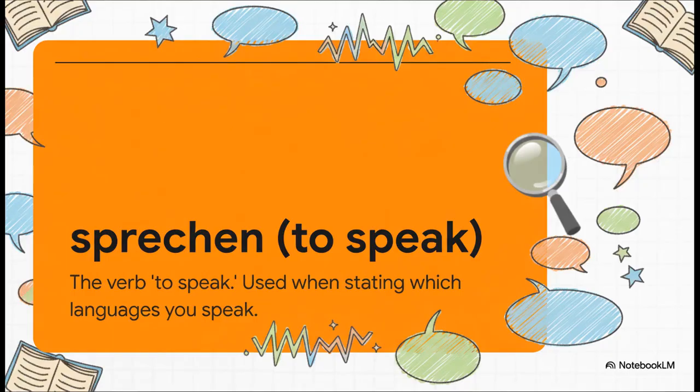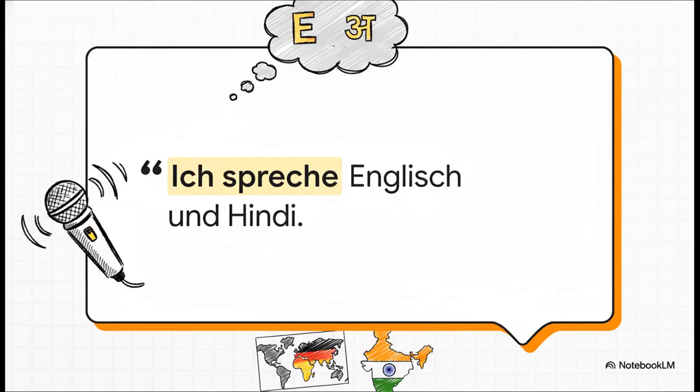And that verb is sprechen, which means to speak. This is your absolute go-to word anytime you're talking about languages. It doesn't matter if it's your native language or one you're just learning, sprechen is the word you want. And check out how easy this is to use. To say what you speak, you just start with ich spreche and then list the languages. For instance, ich spreche English und Hindi. See? You're already building real sentences.